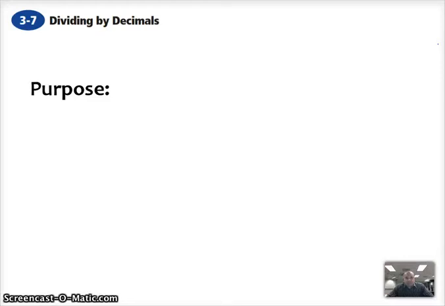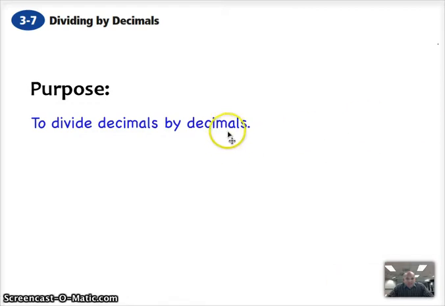Hi class, today's lesson is lesson 3-7, dividing by decimals. The purpose for this lesson is simply to divide decimals by decimals. We learned how to divide decimals by whole numbers in the last lesson. Today it's dividing them by decimals.